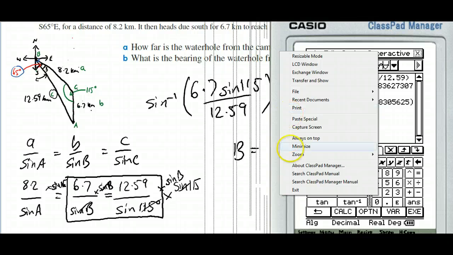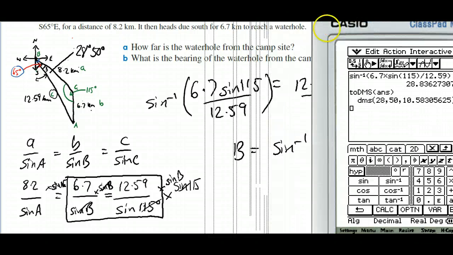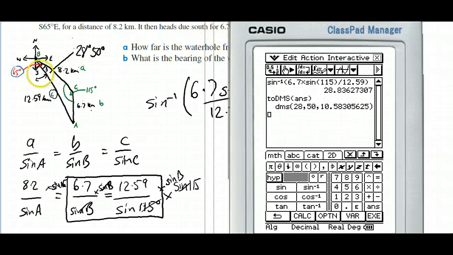This angle in here for B is 28 degrees and 50 minutes. But in the question it actually asks for the bearing of the waterhole from the campsite. So we've got to go the bearing from that campsite down to the watering hole there, which is going to be this angle in here. So we've worked out angle B, we haven't actually worked out this angle here. That's what we've got to do now.